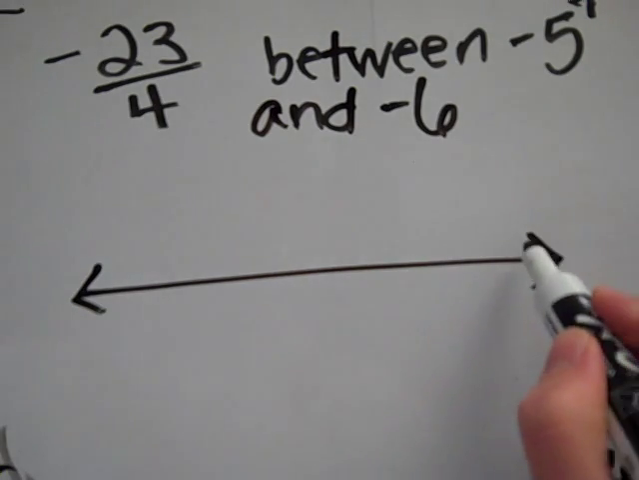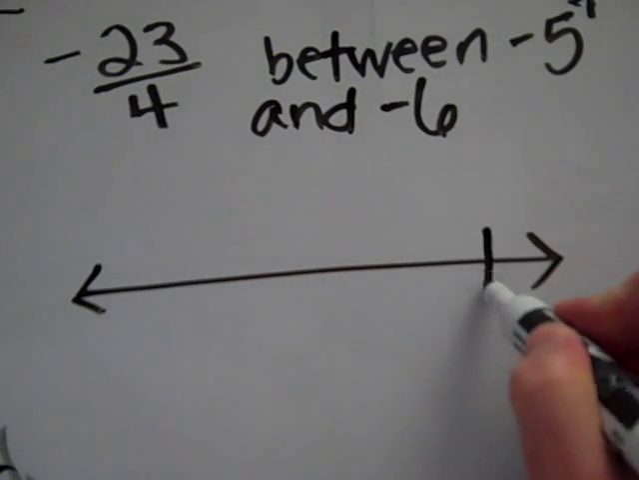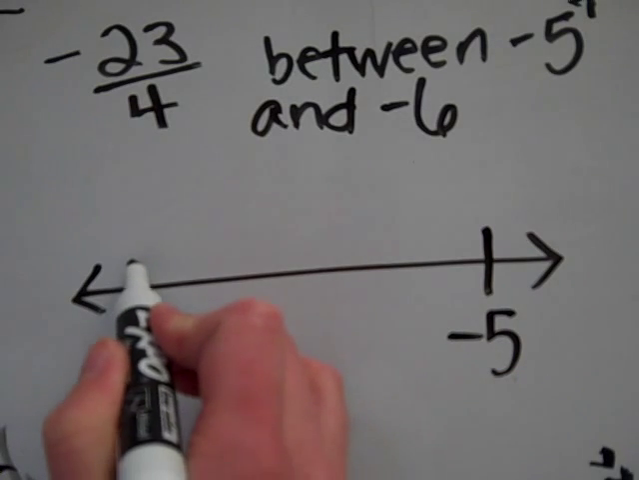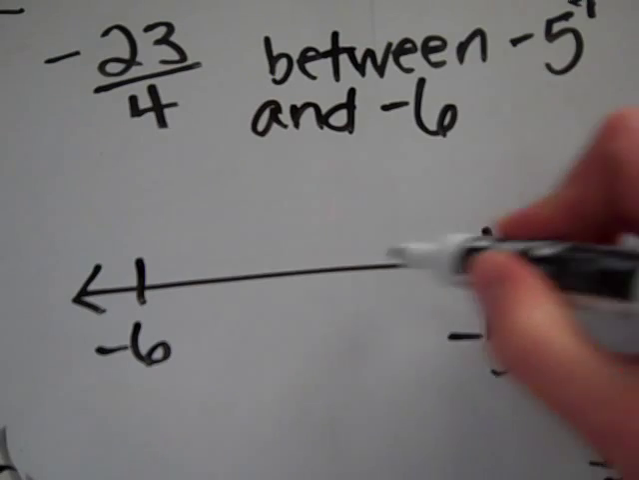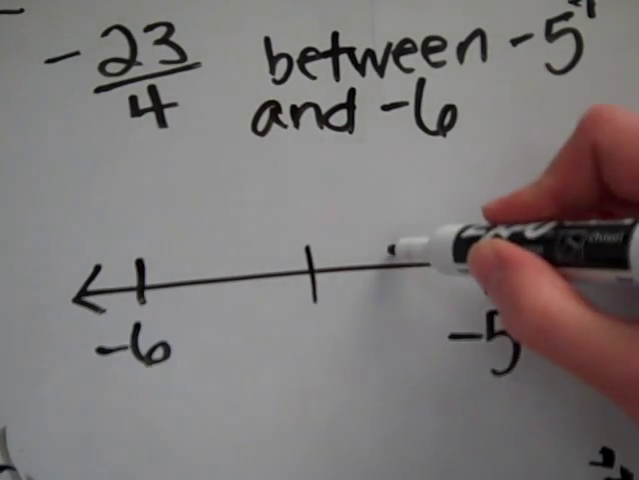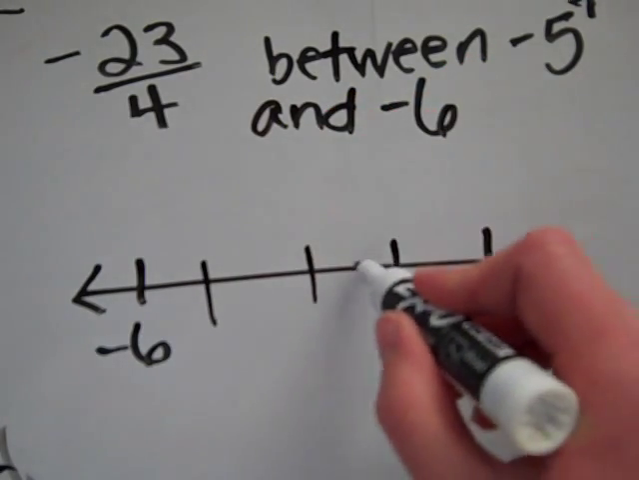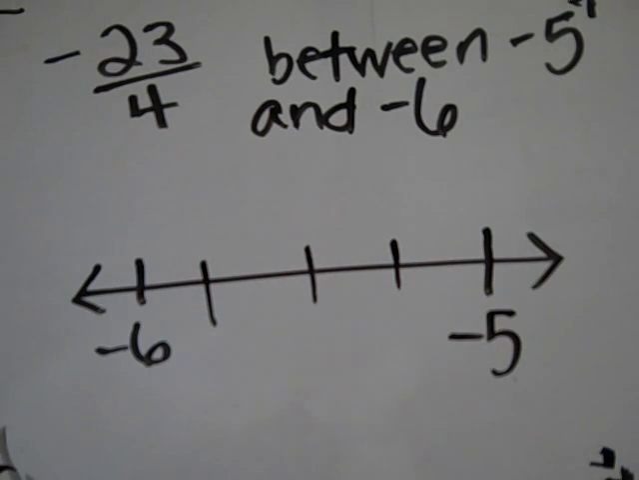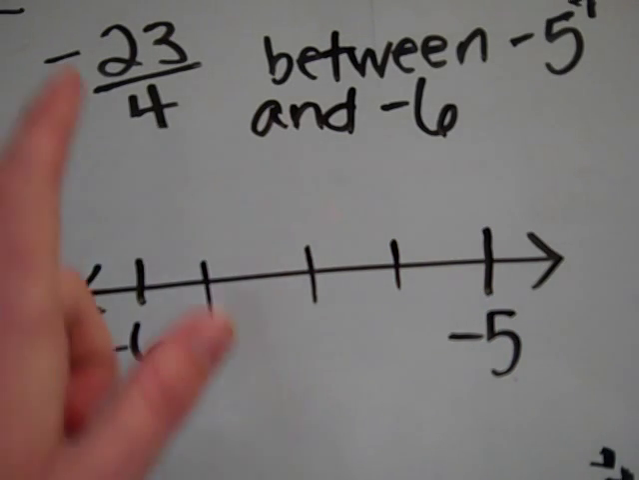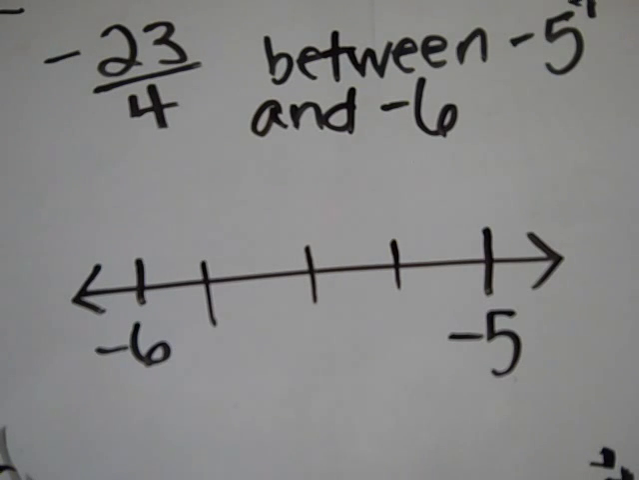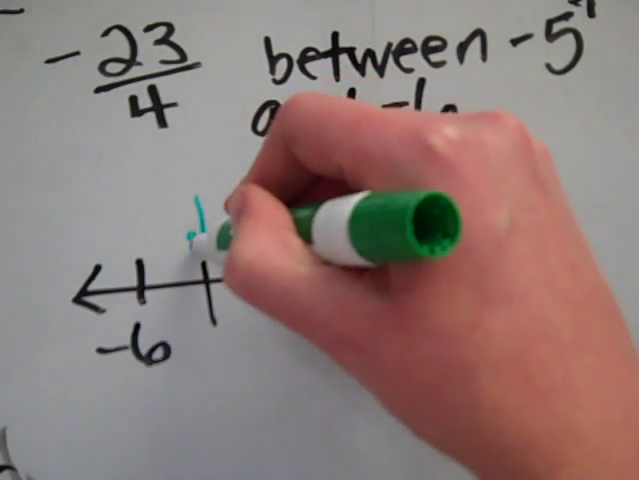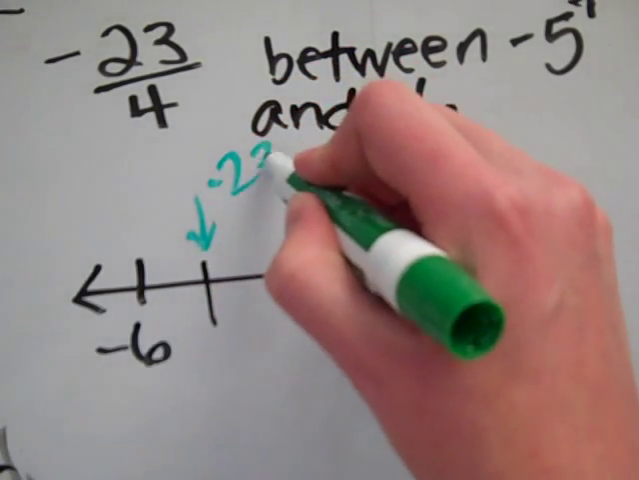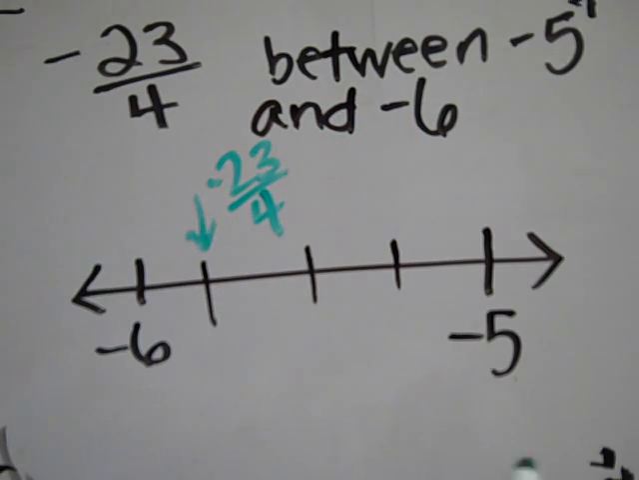Here's my number line, so we're imagining it's going this way, so here's -5, here's -6. Since we're working with fourths, I want 4 sections, something like that. We have 1, 2, 3, 4. If I know that 4 goes into 23 5 times, and that gives me 20, which tells me there's 3 left over, so we're going 1, 2, 3. This is where -23/4 goes on the number line.